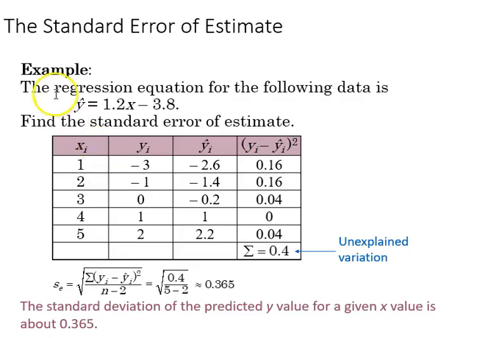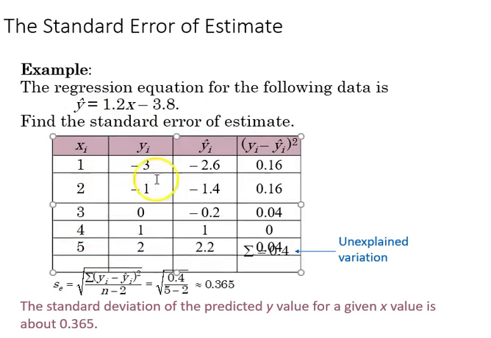Here's an example of some data. The regression equation for the data is y hat equals 1.2x minus 3.8. Now we're going to find the standard error of estimate. There's our x values, there's our yi values, which are the observed values. This is our y hat predicted value based on our regression equation. And then the sum of the squared difference between those yi and the y hat i values.